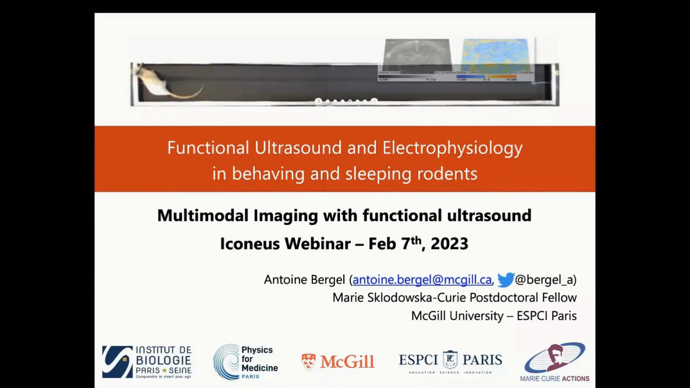So Davide's talk was really about sequential multimodal imaging. I'm going to present my work on multimodal imaging in behaving animals, where we do functional ultrasound and electrophysiology at the same time. This is work that I did mostly during my PhD and then during my postdoc. I was at the Tanter Lab and I had a great time there. We've done a lot of interesting work, and I hope that you will enjoy this presentation.